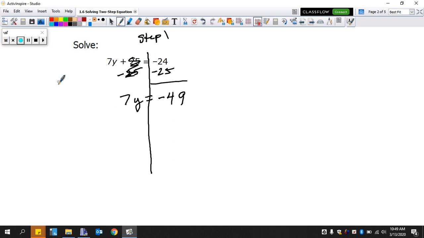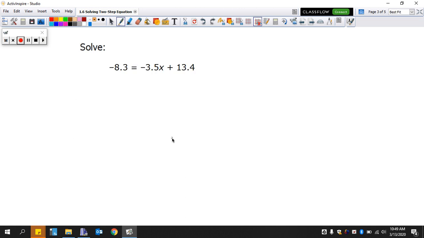So this is step 2. Step 3 is to undo the multiplication and division by dividing by 7. So this cancels out. Y is equal to negative 7. That's the basic two-step equation that we're going to solve, and you'll have several of those.